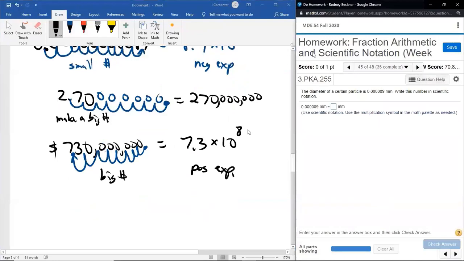Here we go. The diameter of a certain particle is 0.000009 millimeters. That is a really, really, really small item. In fact, if you wanted to put that in meters, it would be 3 more zeros between the decimal and the 9. So it's currently 1, 2, 3, 4, 5 of those zeros, then the 9. If you had this in meters, it would be 8 of those zeros, then the 9. If you had it in kilometers, it'd be 11 of those zeros and a 9. If you put it in nanometers, it would be only 2 of those zeros and a 9.